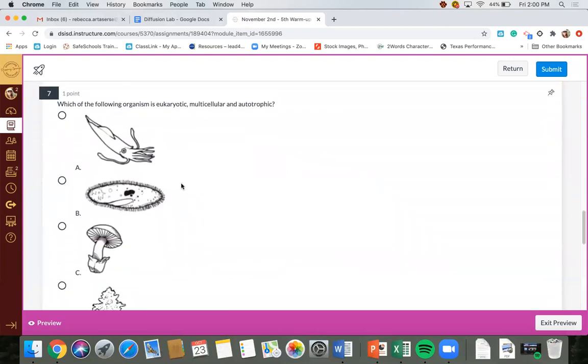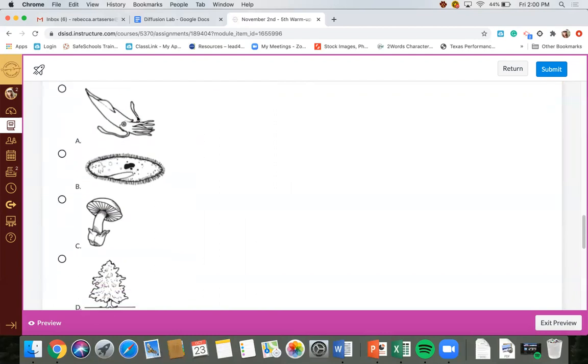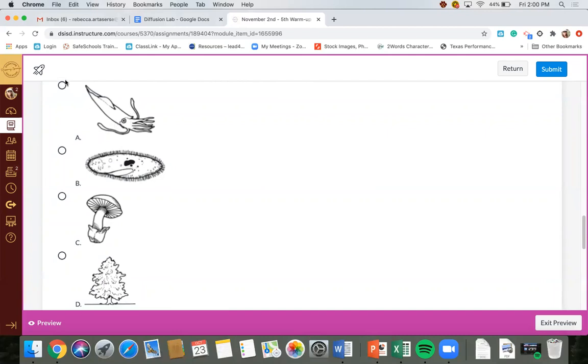So which of the following organisms is eukaryotic? So remember, eukaryotic means it needs to be from domain Eukarya and have a nucleus and membrane-bound organelles. Multicellular, it has more than one cell. And autotrophic means it makes its own food. So here we have a squid. A squid is in kingdom Animalia. They're heterotrophic, so not a squid.